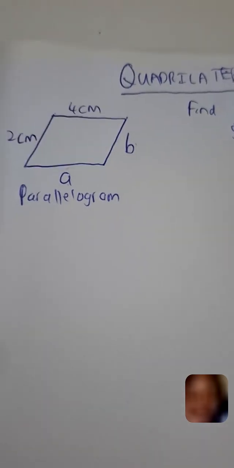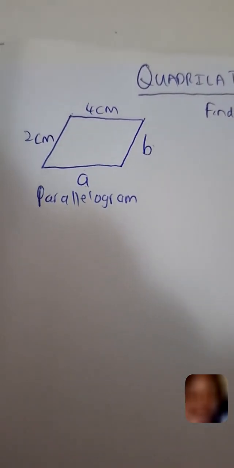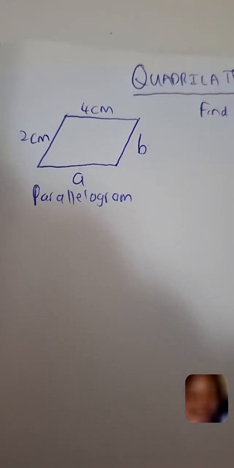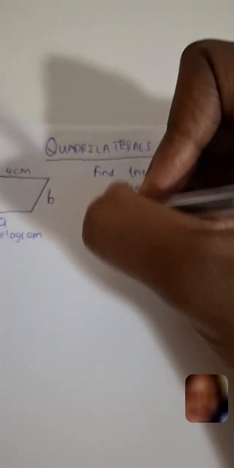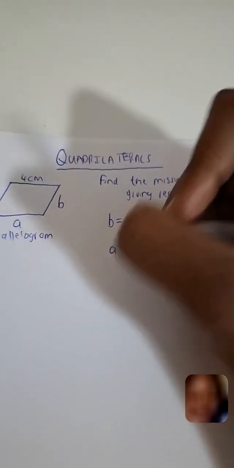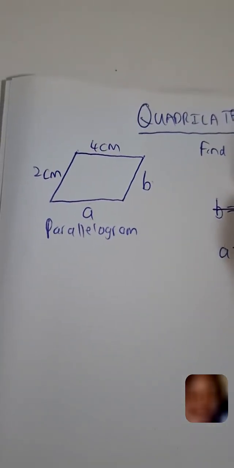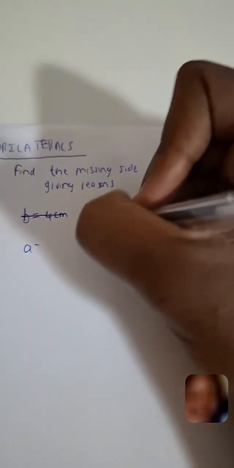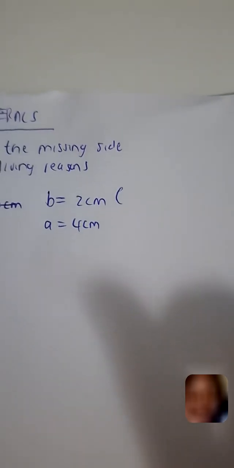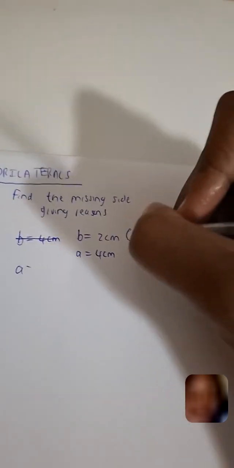But I think B is equal to 2 centimeters, and then A is equal to 4 centimeters. Okay, you say A is equal to 4 centimeters. And then you said B is equal to what? 2 centimeters. Okay, 2 centimeters. And then you said A is equal to? 4 centimeters. All right, and what's your reason? Because you need to provide a reason. Both pairs of opposite sides are equal. Okay.